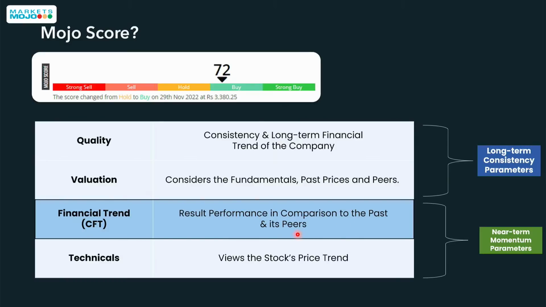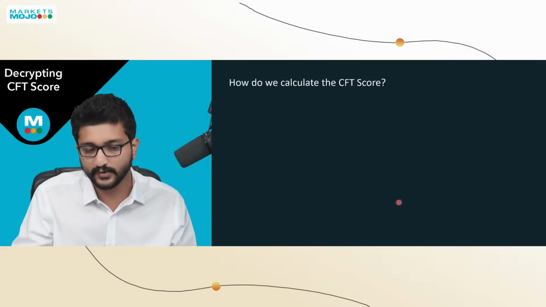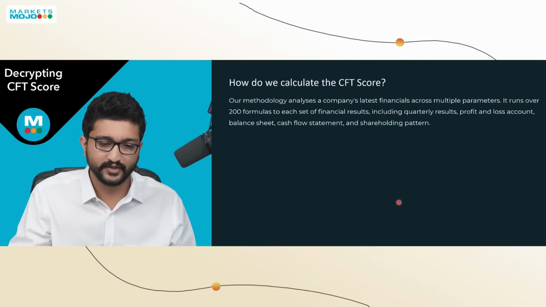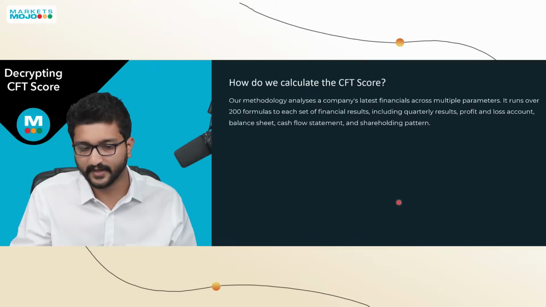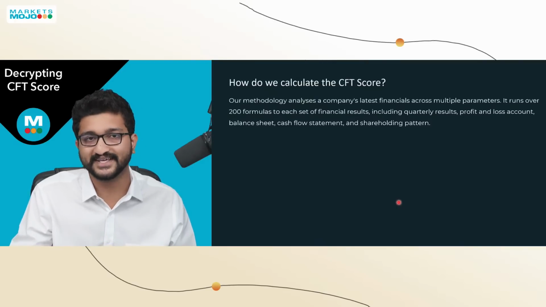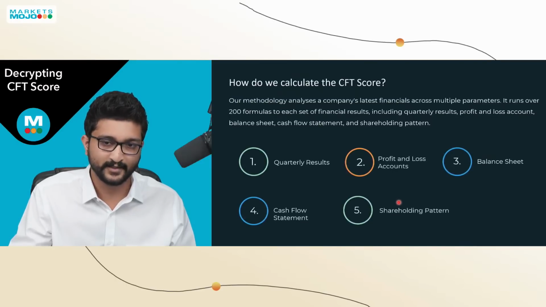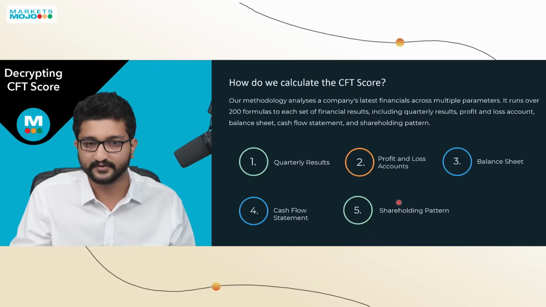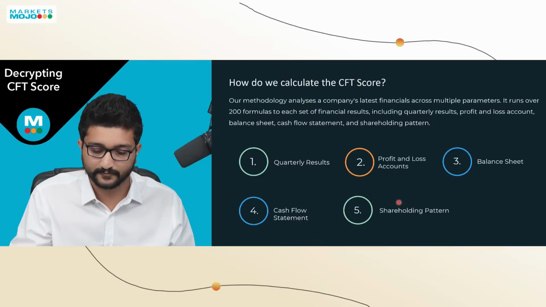So let's start off. I will first show you how we calculate the CFT score. What exactly do we look at? We look at the latest financials across multiple parameters, running 200 formulas on each set of financial results: quarterly results, the profit and loss account, balance sheet, cash flow statement, and shareholding patterns. 200 formulas across these, and that's how we calculate the CFT score.